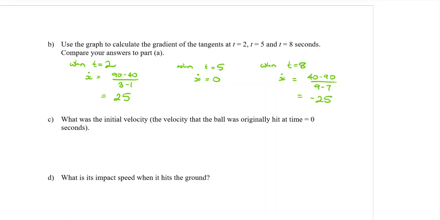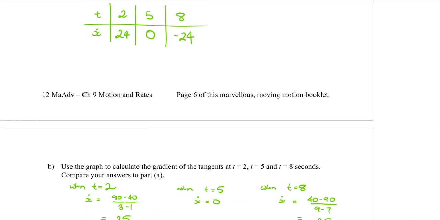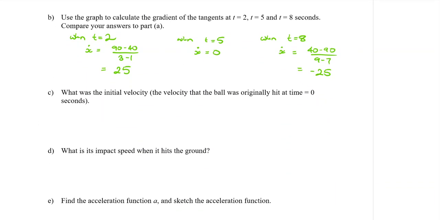Okay, so they're not quite as accurate as doing it using calculus, but we are getting very similar results. We just had 24, positive 24 and negative 24 when we used the calculus. And it was much faster and way less of a pain.